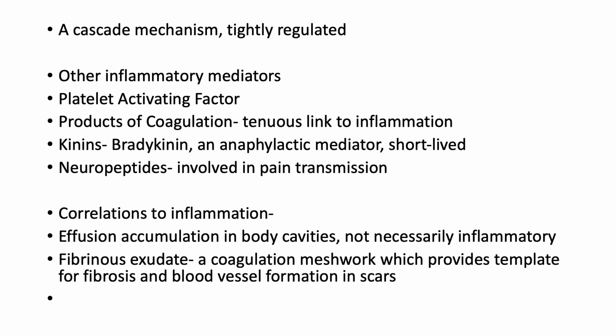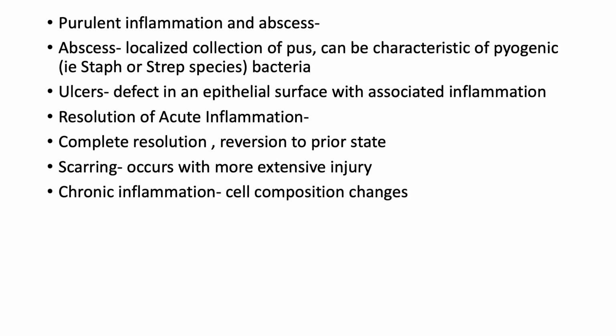Correlations to inflammation. There's an effusion, an accumulation in body cavities, which is not necessarily inflammatory. A fibrinous exudate has a coagulation meshwork which provides a template for fibrosis, blood vessel formation, and scars. There is a purulent inflammation and abscess formation. An abscess is a localized collection of pus, and this is characteristic of pyogenic bacteria, such as Staph aureus or Streptococcus species. Ulcers are, by definition, a defect in an epithelial surface with associated inflammation.